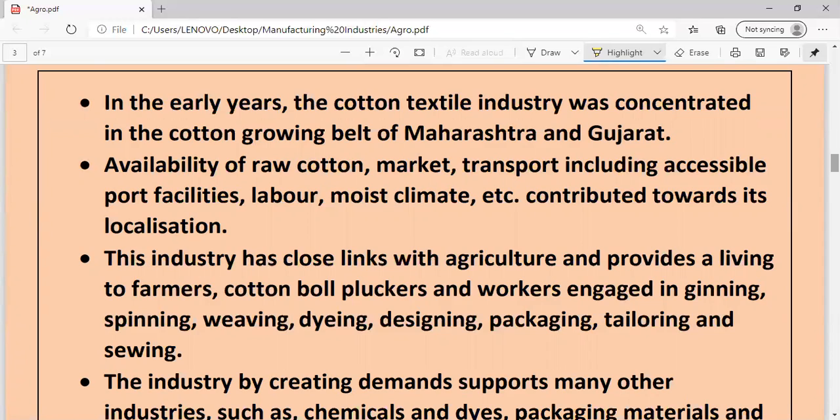Okay, you can get raw cotton, you can make a garment or fabric, and readily you can sell it in the market. Then transport facilities are there, port facilities are there, Mumbai port facilities are there. Then labor, moist climate, humid climate, etc. Because of these reasons, the cotton textile industry is concentrated in the states of Maharashtra and Gujarat. So a question can be asked: why is the cotton textile industry concentrated in the states of Maharashtra and Gujarat?